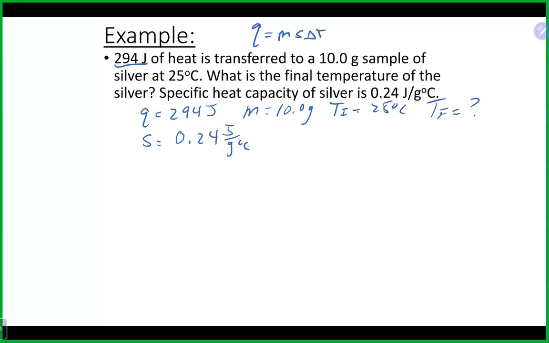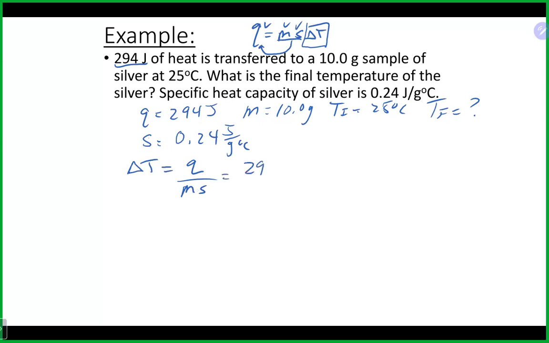So we have everything we need here to actually solve for delta T. To solve for delta T, we're going to take these guys here and divide them to the other side. That will give us delta T is equal to Q divided by MS. Popping in our numbers here.